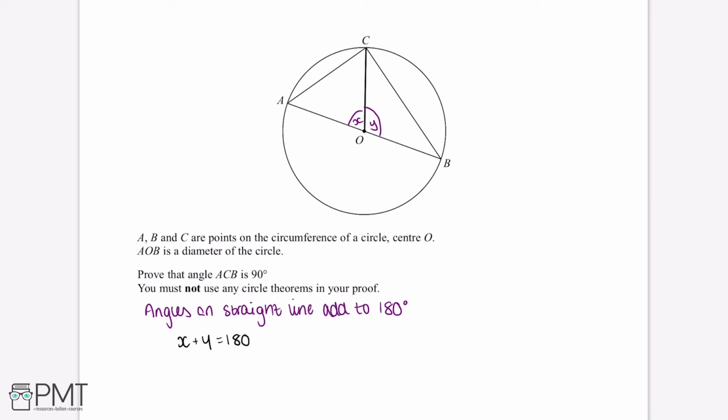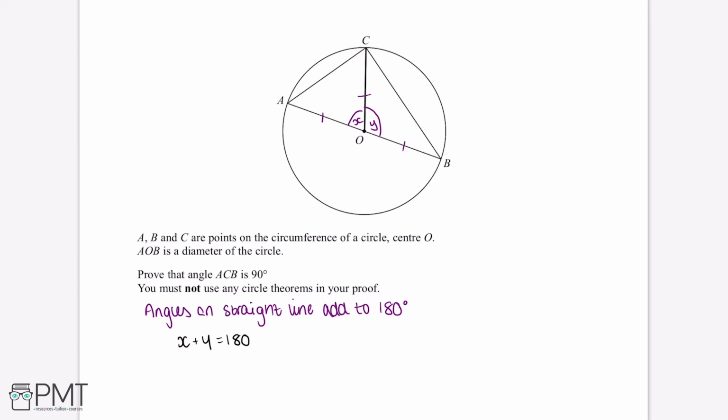Now because AOB is the diameter of the circle, this means that AO, OC and OB are all half the length of the diameter, making them a radius, and therefore making them equal in length. So what this means is that both of these triangles are isosceles triangles.